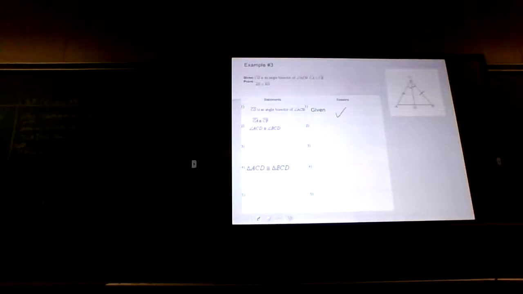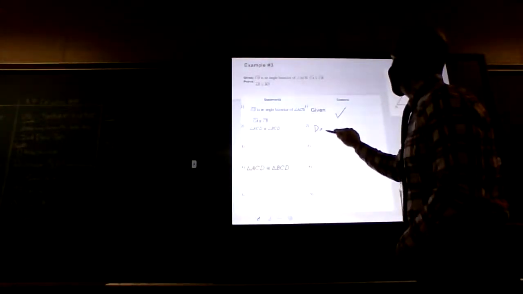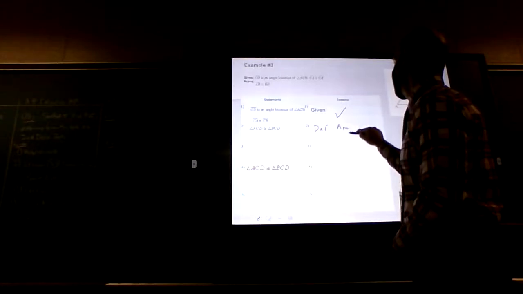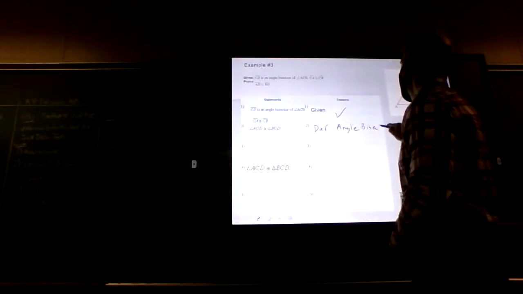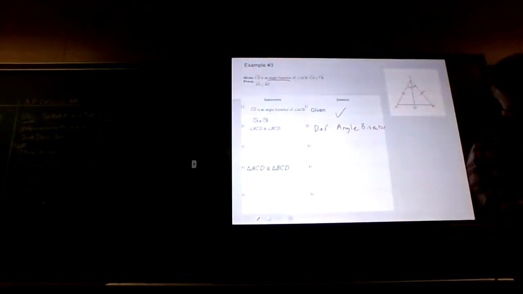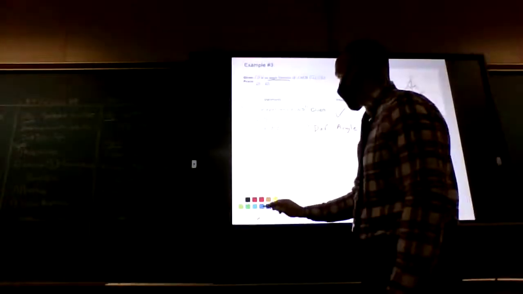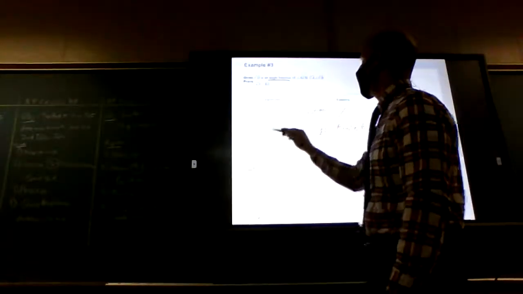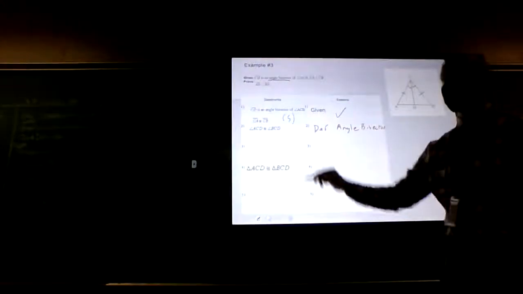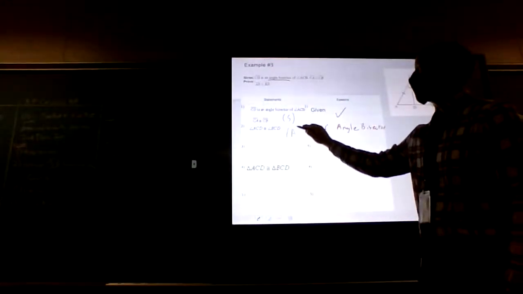Does anybody know why those two angles have to be congruent based on what we said in number 1? That's exactly right. Definition of angle bisector. So up here it said that this segment right here was the angle bisector. So it cuts it into two congruent angles. Just like in the previous problem, we had a segment bisector that divides it into two congruent segments. This was a side congruent to a side, right? What's this one? It's an angle congruent to an angle, right?